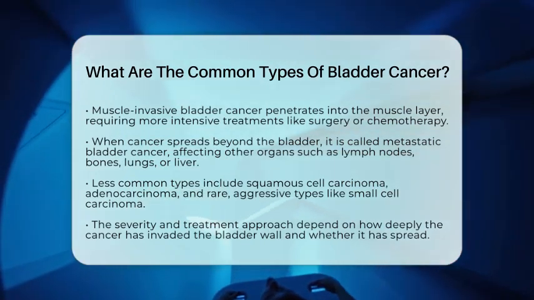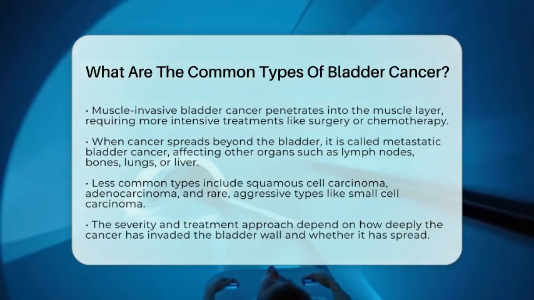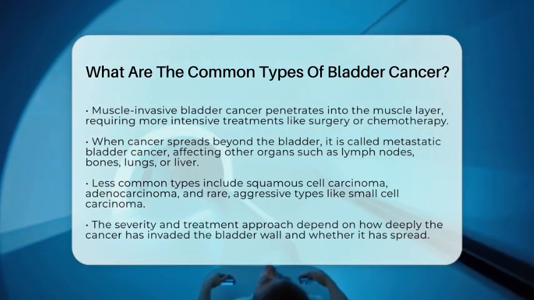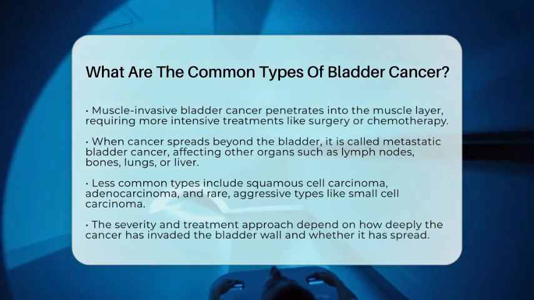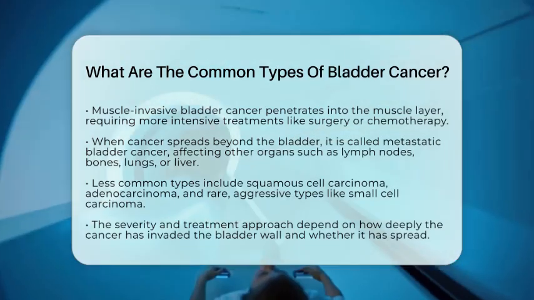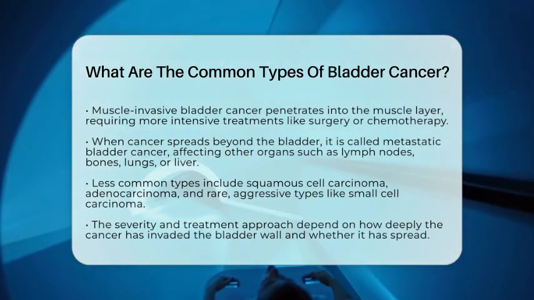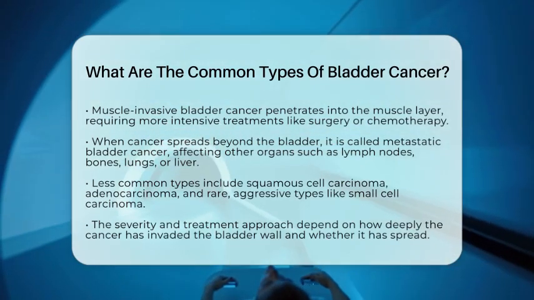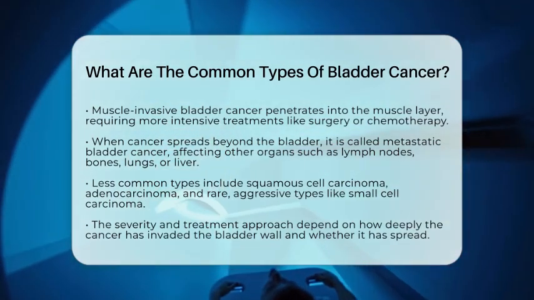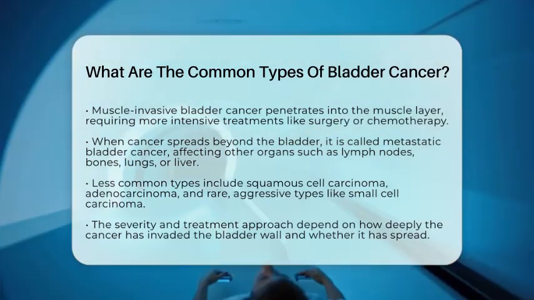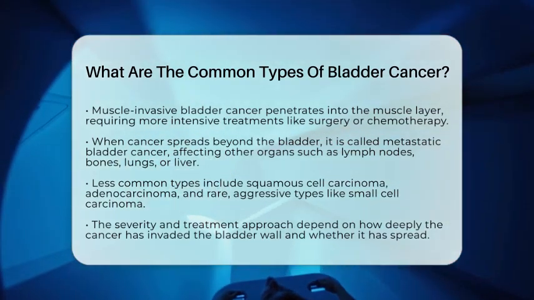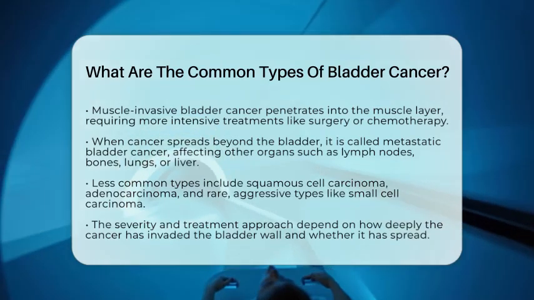In summary, the most common form of bladder cancer is urothelial carcinoma, which is classified by how deeply it invades the bladder wall. Non-muscle invasive types, including papillary tumors and carcinoma in situ, tend to be less aggressive but require monitoring. Muscle-invasive and metastatic cancers are more serious and often need more aggressive treatment. Less common types exist but are rare compared to urothelial carcinoma.